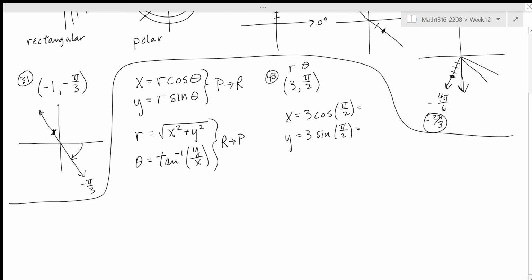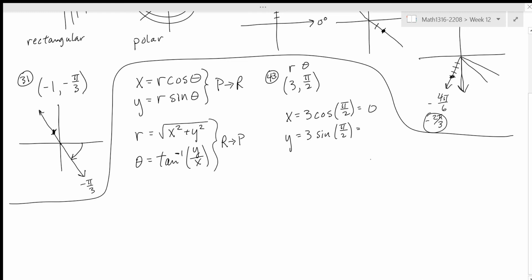And this is where it would be really nice if you had a calculator, because I don't think you're going to want to be looking these up in the unit circle all the time. Oh, and what mode are you going to need to be in? Radian or degrees? Radians, yeah, because there's no degree symbol. So what is 3 cosine pi over 2?